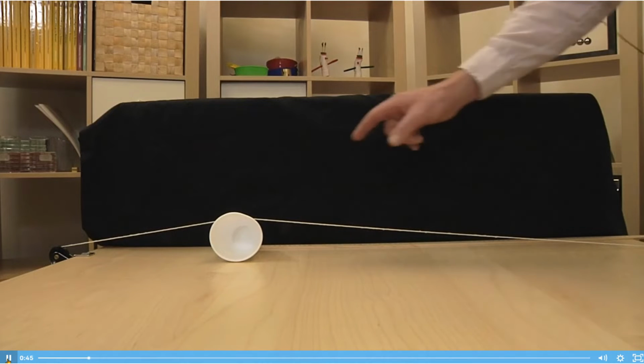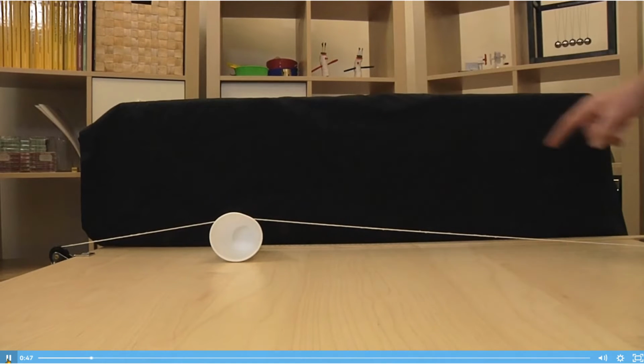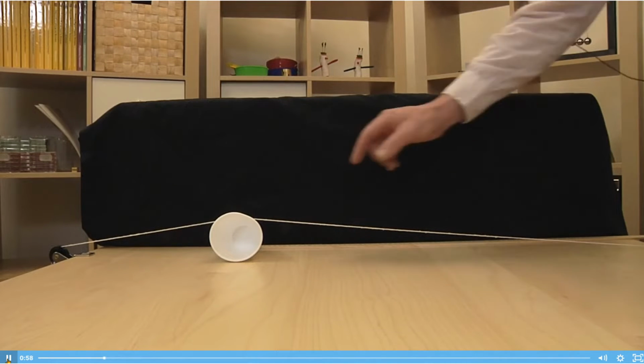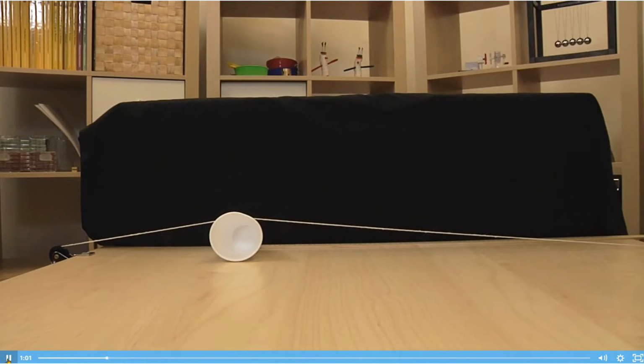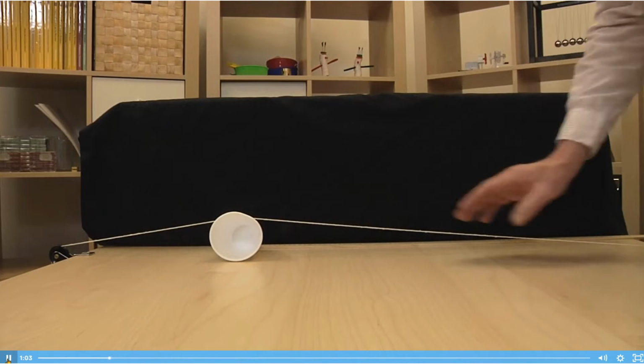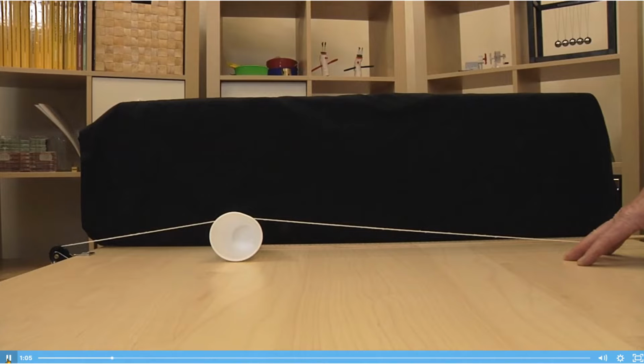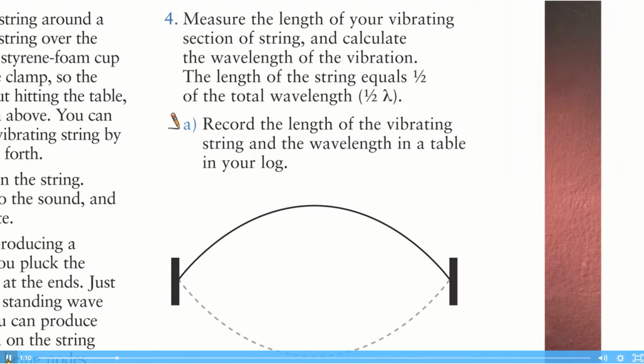Now, as the string vibrates, the string is vibrating as a whole, similar to what's shown in your text on part 4 of this section. Now, when you see this, the string vibrates from one end to the other, up and down. The wavelength of the associated string, though, is actually double that length. For A, record the length of the vibrating string and the wavelength in the table in your log.